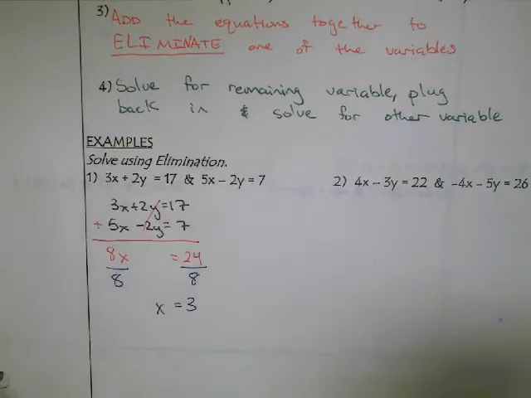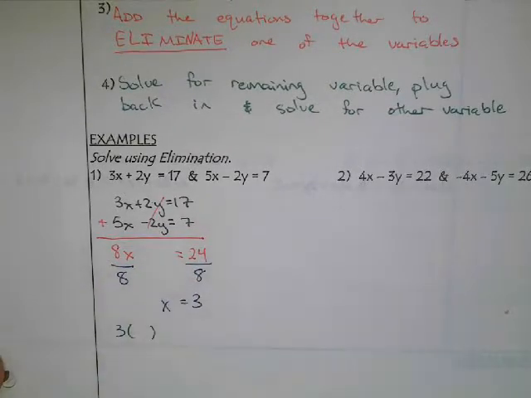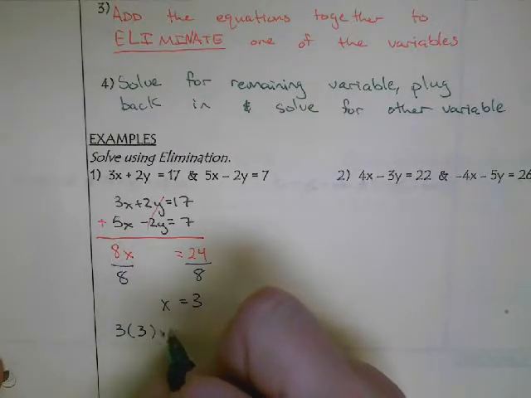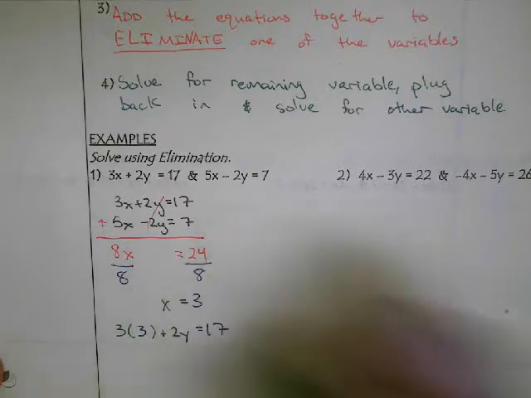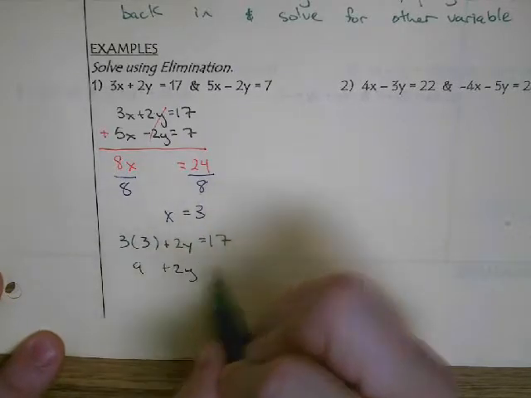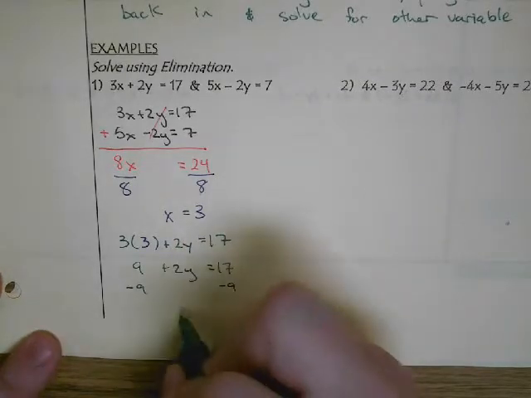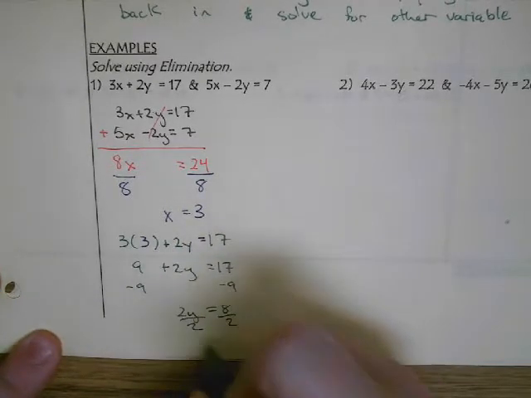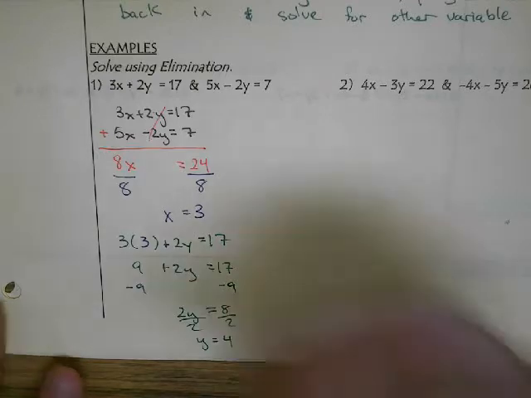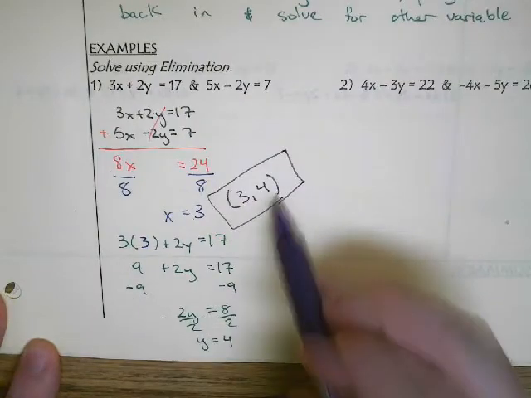I'm just going to choose the first one listed, and we'll have 3 times 3 plus 2y equals 17. Now I'm solving for y, and we get 9 plus 2y equals 17. Subtract 9 from both sides. We'll get 2y equals 8. Divide by 2, and y equals 4. Last thing, write our solution as an ordered pair. X is 3, y is 4, and we're done with the problem.